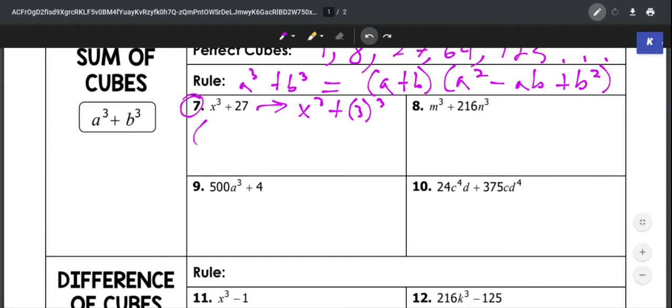So when we rewrite this, we'll write it x plus 3, because that's the a plus b part, times a squared. We're using x as a, so it'll be x squared minus 3x, because we're just taking a times b and multiplying it, which is x and 3. And then that's going to be plus 3 to the second power, which would be 9.